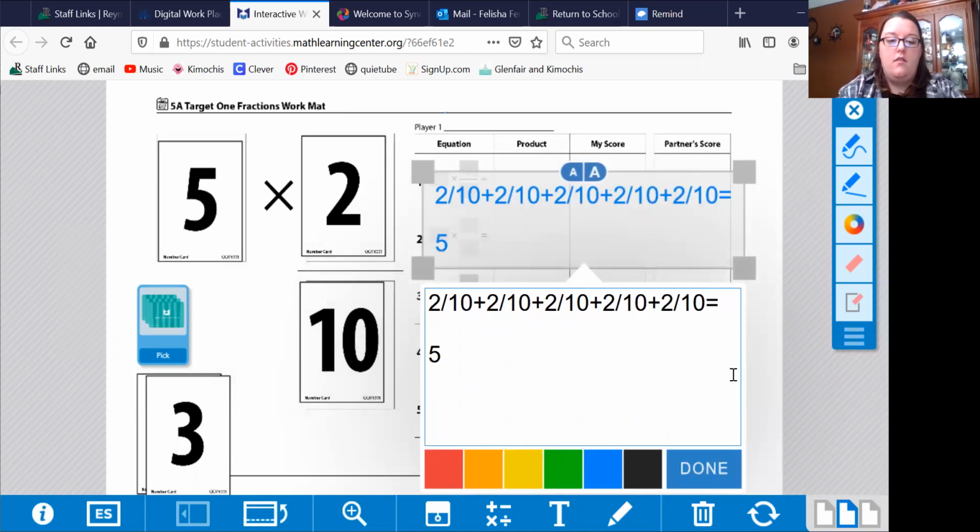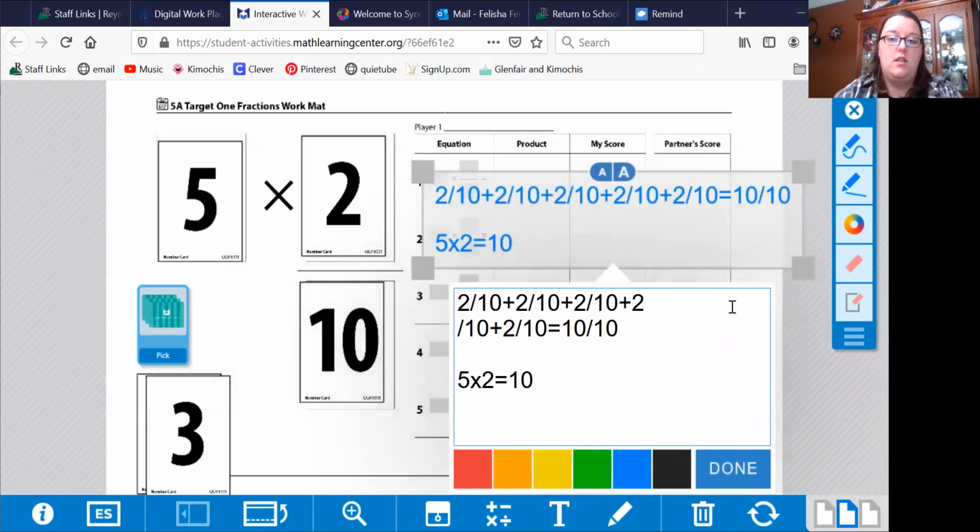Or you do 5 times 2, which is 10, right? That's why it's lined up here at the top. This is why it's lined up together. Because if you were to add it, right, 2, 4, 6, 8, 10, and tenths. Same thing here, 5 groups of 2/10. So it would be 5 times 2 is 10. Out of the 10, I need to get a whole.